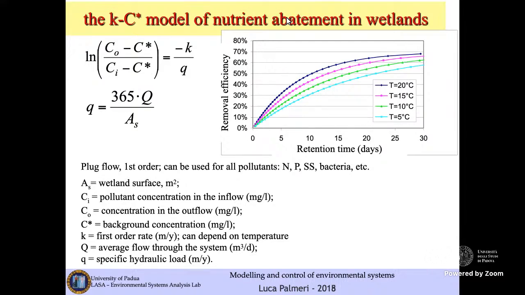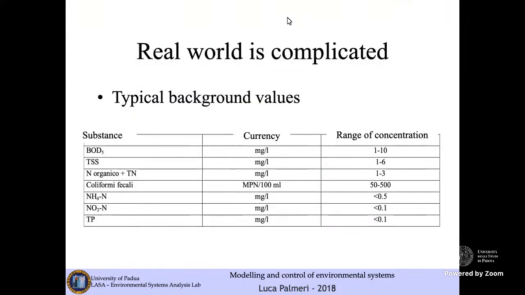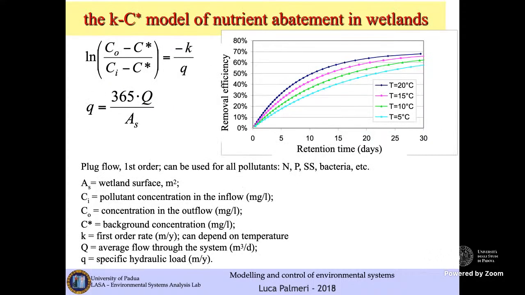Okay, I'm not going to discuss this model. This is a very trivial model. You can find it in the literature. This is the k-C-star model of nutrient abatement. This is applicable in wetland systems that are shallow water, freshwater systems, for which you may employ these general models that describe the dynamics of several elements, and it is applicable by a plug flow first order assumption, and can be used for all pollutants like nitrogen, phosphorus, suspended solids, bacteria, and so on.